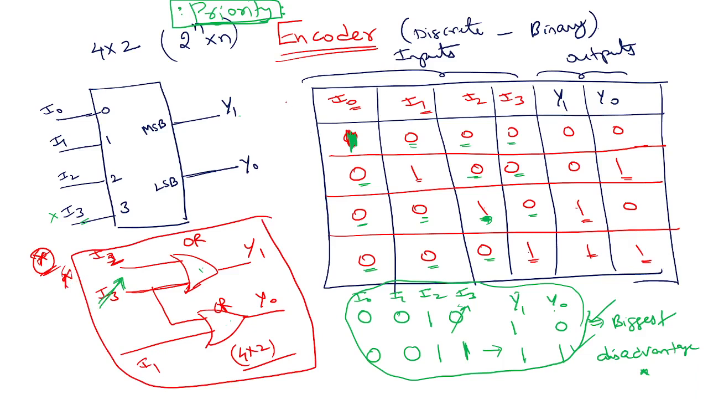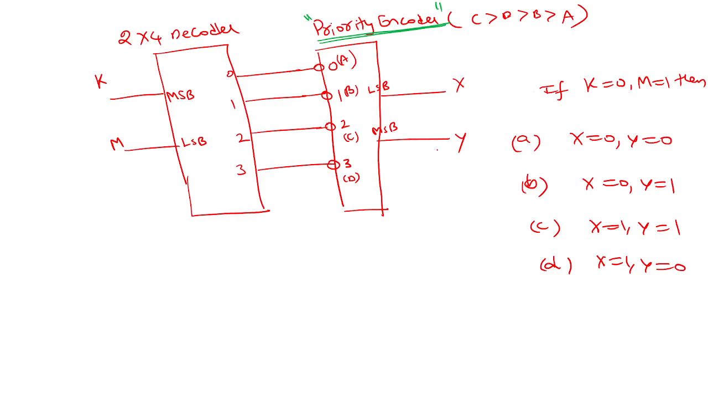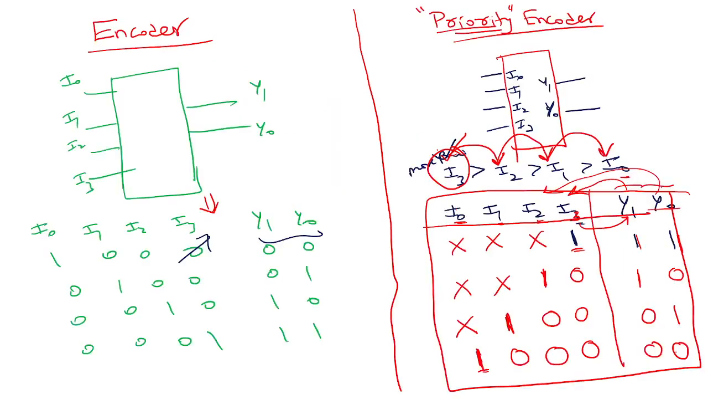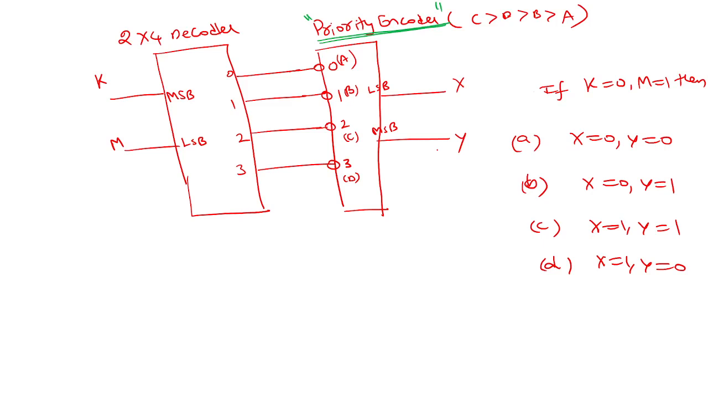So here we put a condition that only one of the inputs is 1, others are zeros. That's a basic condition for the inputs. This is the basics of a priority encoder. Now you see this problem. And these days, a lot of problems on priority encoders are coming up.